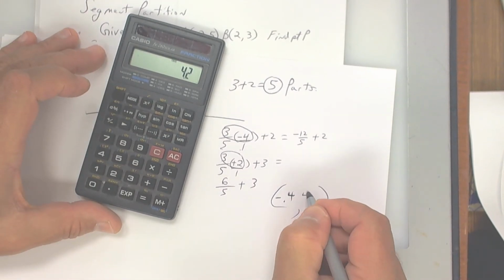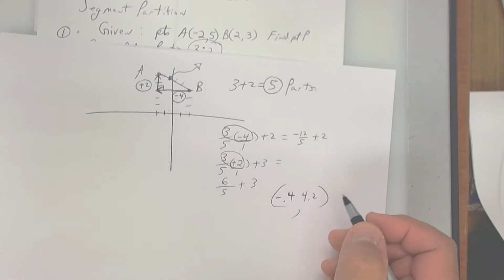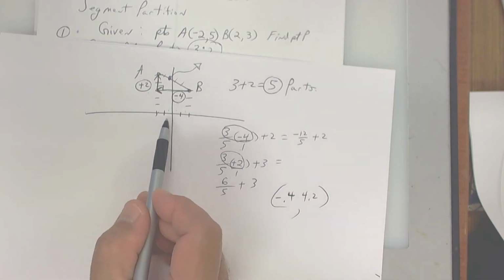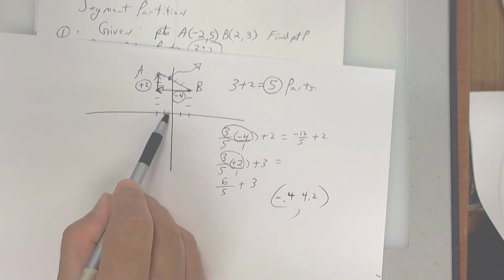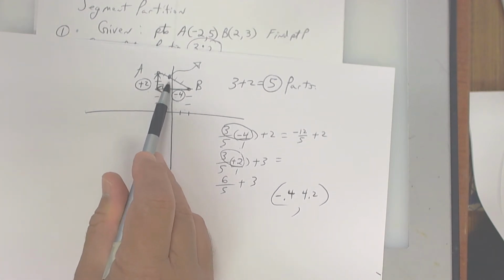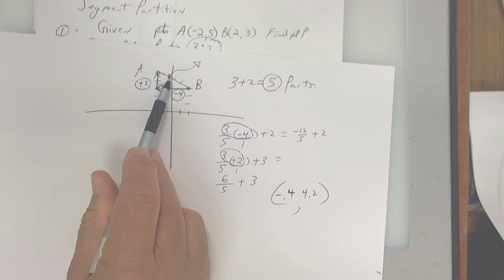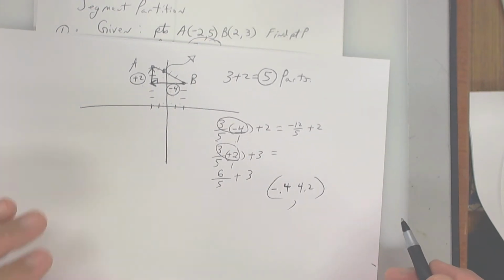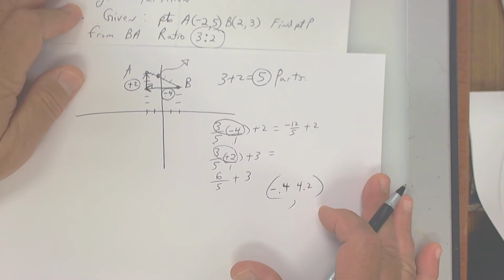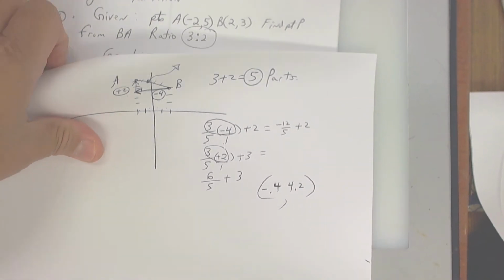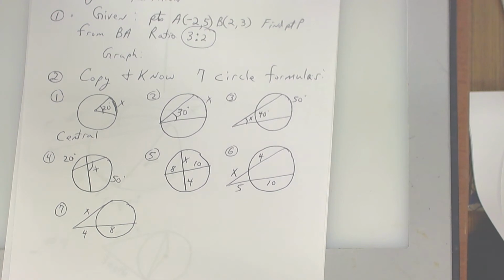I get 4.2. So look at it. Over negative a half, or 0.4, almost a half, and then up 1, 2, 3, 4, 0.2. Pretty darn close. And that's how you do partition, and that's what you had last week. Make sure you remember it. I'm going to try to put it on your next test.